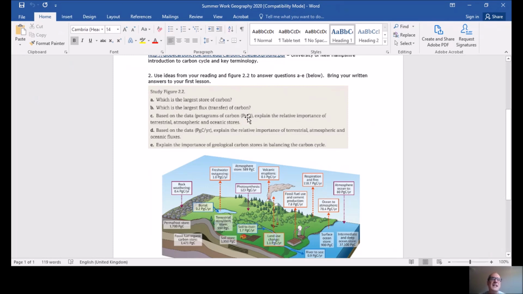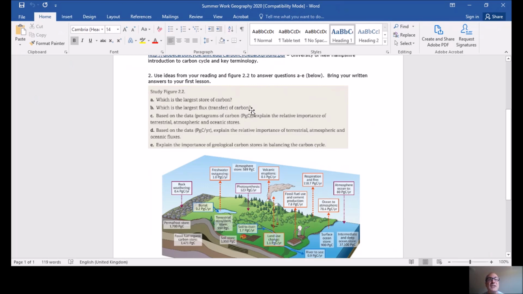So if the carbon remains in a part of the Earth system, we call it a store. If it's flowing between 2 different parts of the Earth system, we call it a flux or a transfer. So a flux, flow, transfer, but we'd like you to use the word flux. So we want you to identify the stores and the fluxes and start to use that sort of terminology.